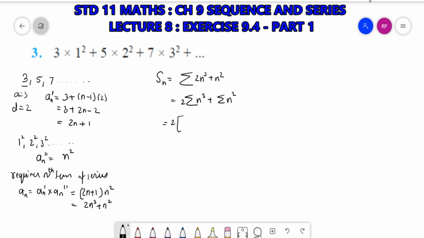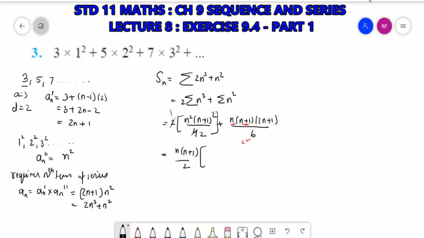So for n cube, the formula is n square, n plus 1 square upon 4. And for n square, it is n, n plus 1, 2n plus 1 upon 6. Here I can cancel 2 ones are 2, 2 2s are 4. So now let's take common. What can I take common here? n, n plus 1 and from here 2.